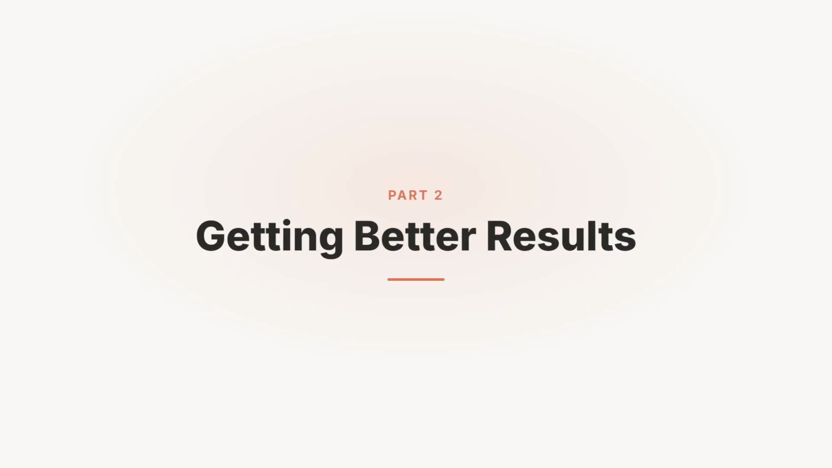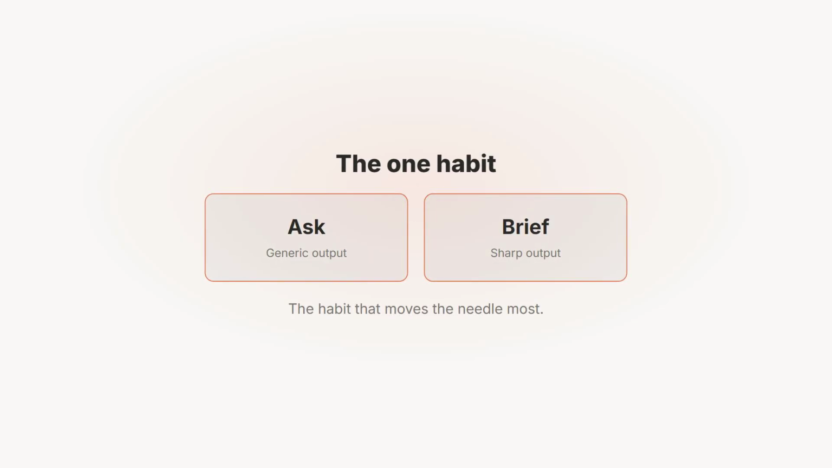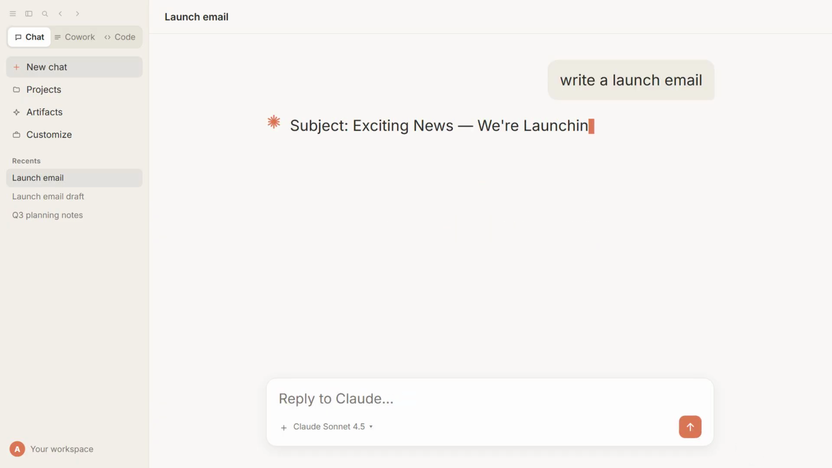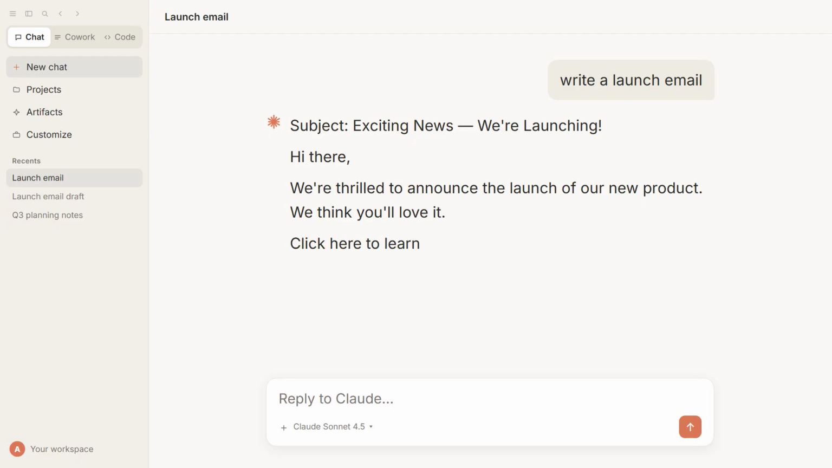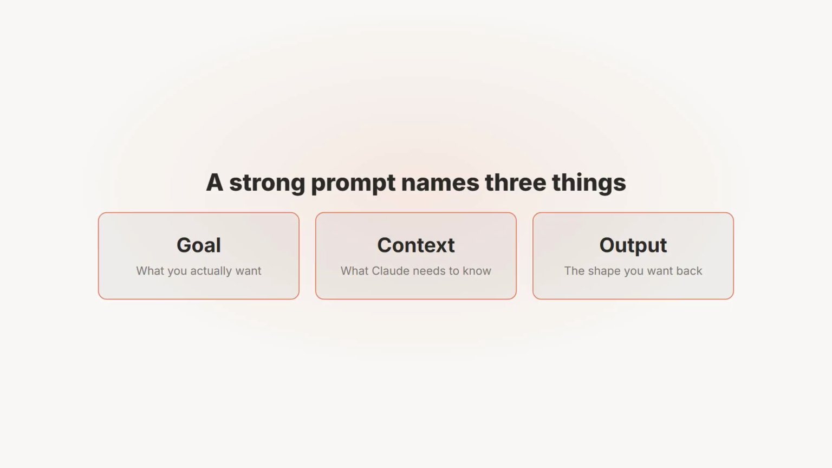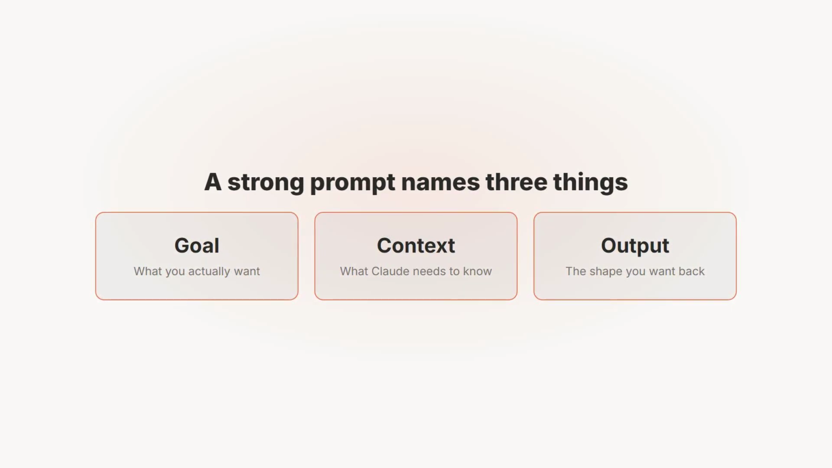Picking the right mode is half of a good result. The other half is how you ask, and this is the habit that moves the needle most, so I want it to stick. Don't just ask, brief. Here's the difference. A weak prompt is, write a launch email. Claude will write one, but it's guessing at everything you didn't say, so you get something generic and you spend 20 minutes fixing it. A strong prompt names 3 things: the goal, what you actually want; the context, what Claude needs to know to do it well; and the output, the shape you want it back in.